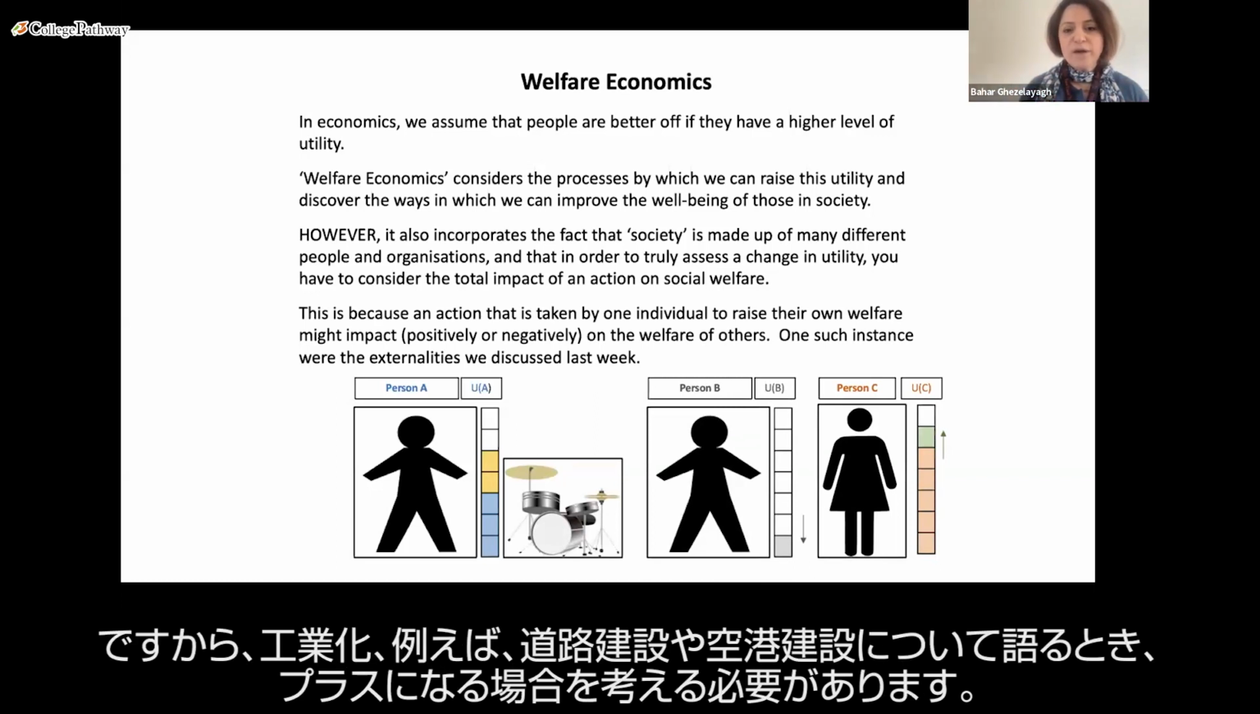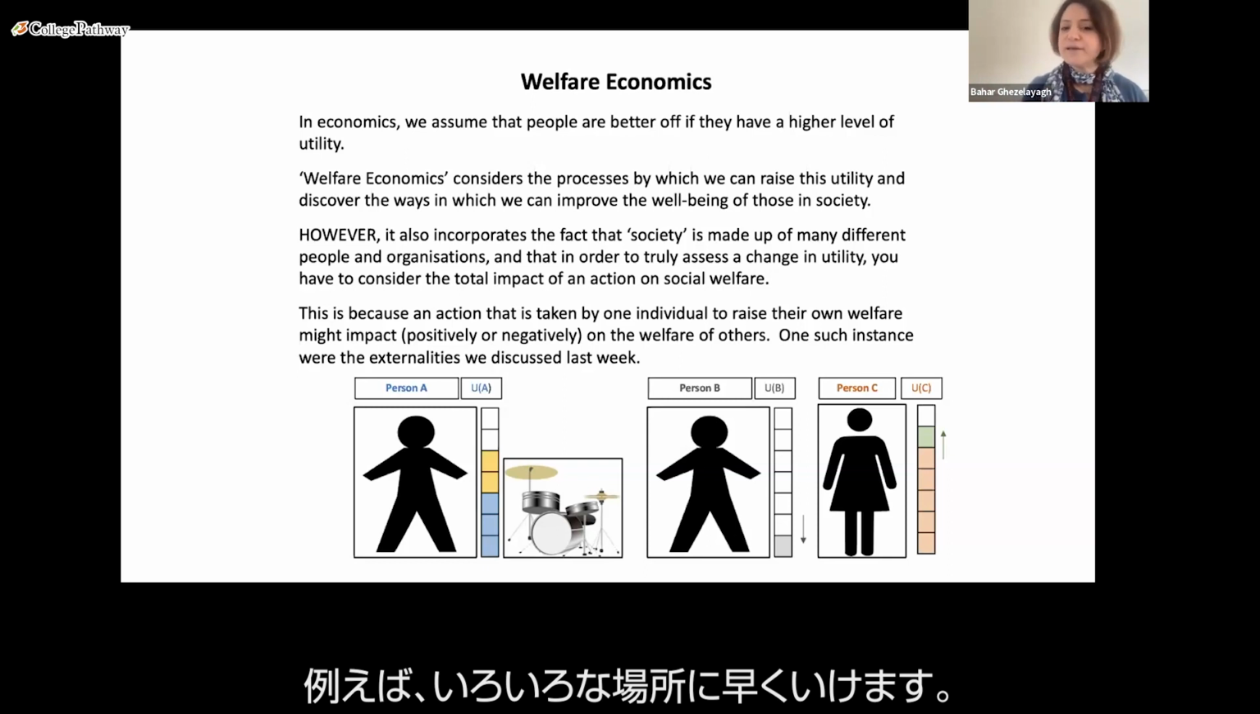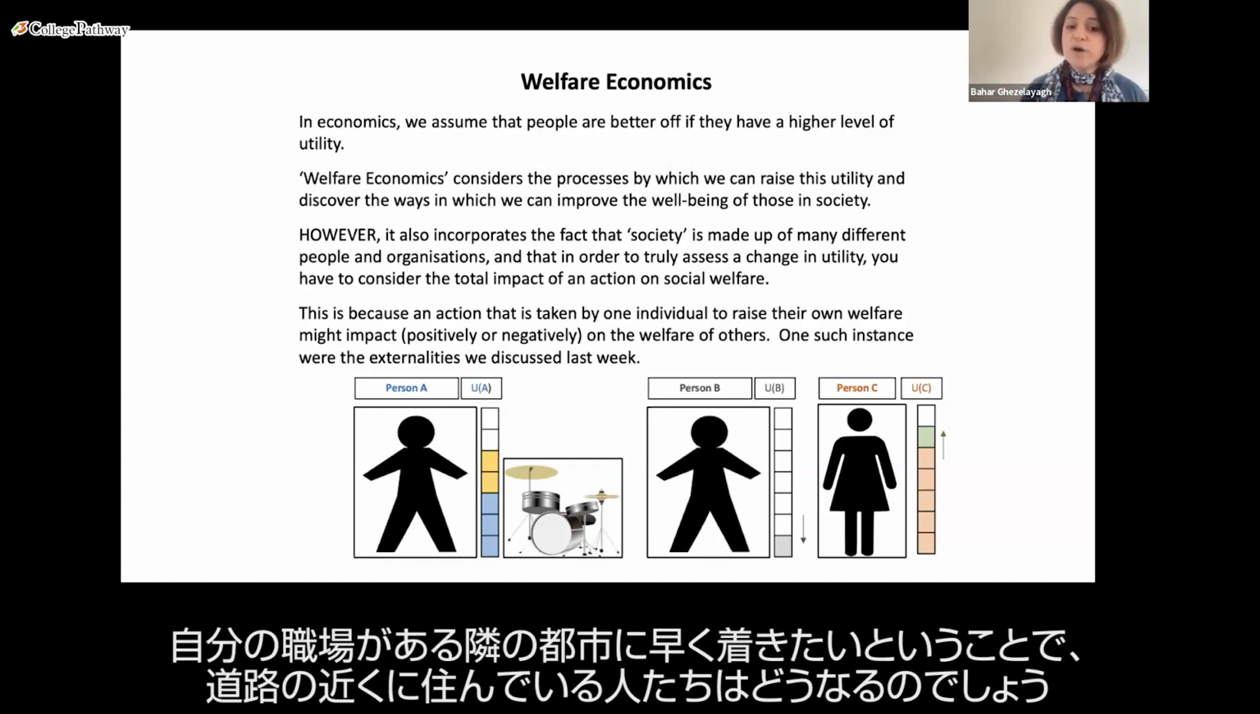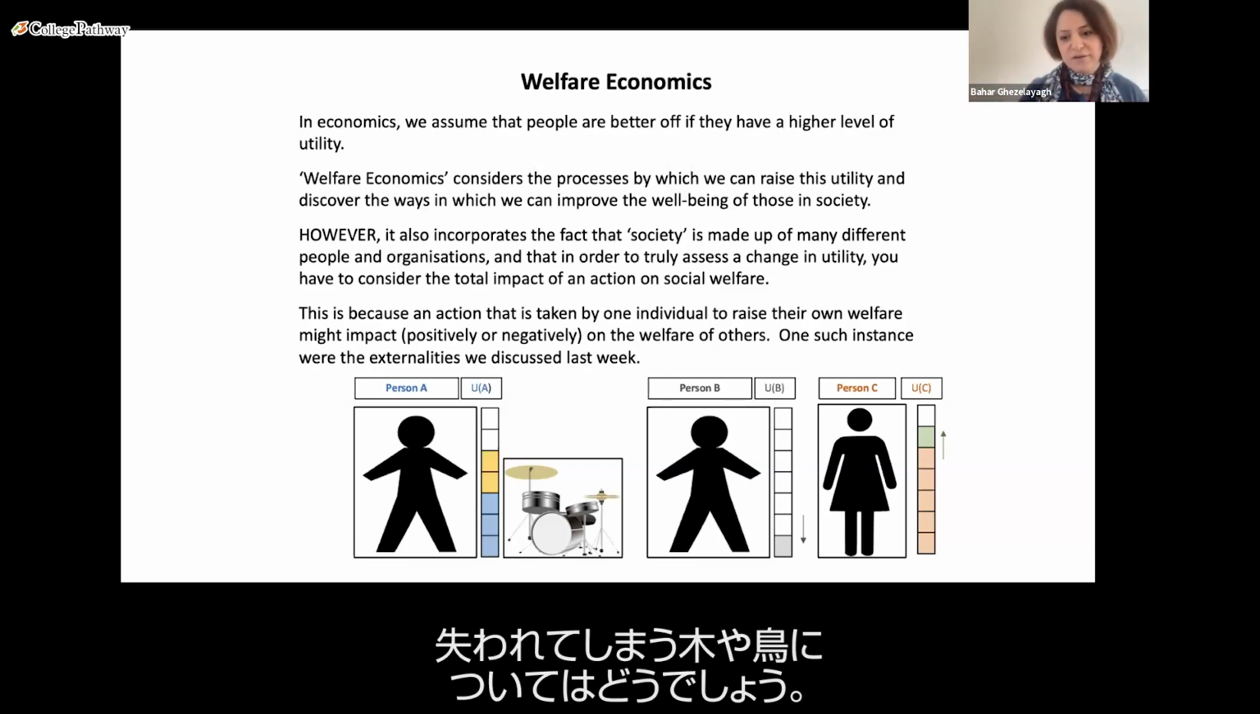So when we are talking about industrialization, for example, building roads, building airports, we need to consider that there might be some positives. For example, you can get to places quicker, but building roads might not have a positive impact on everyone's life. What about the people who are living very close to the roads? What about all the trees, all the birds that are going to be lost because you want to get quicker to this next city that you have a job at?